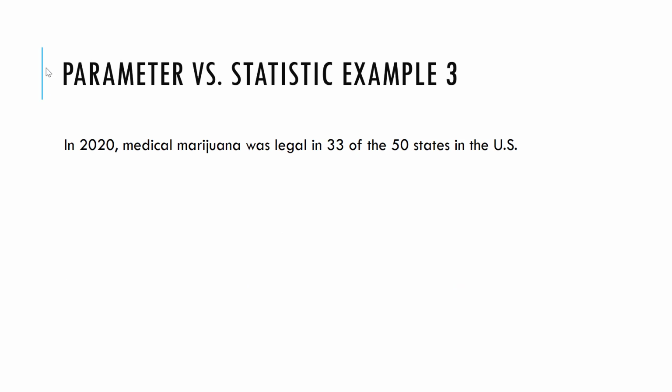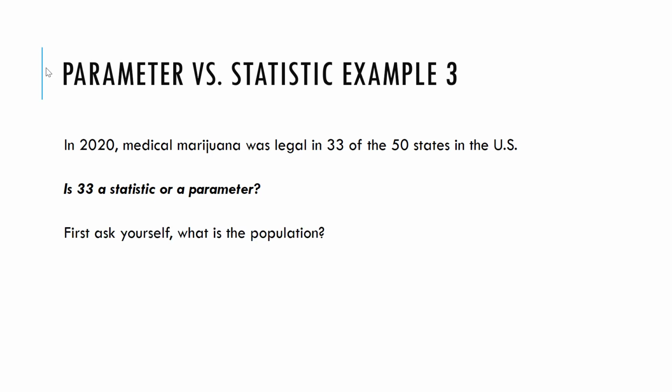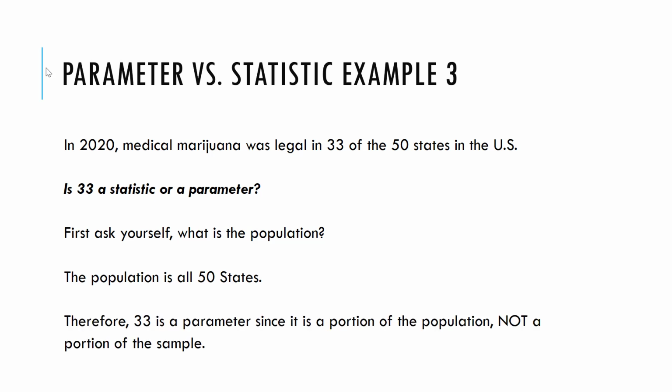Example 3. In 2020, medical marijuana was legal in 33 of the 50 states in the United States. Is 33 a statistic or a parameter? First, ask yourself, what is the population? The population is all 50 states. Therefore, 33 is a parameter since it is a portion of the population, not a portion of the sample.